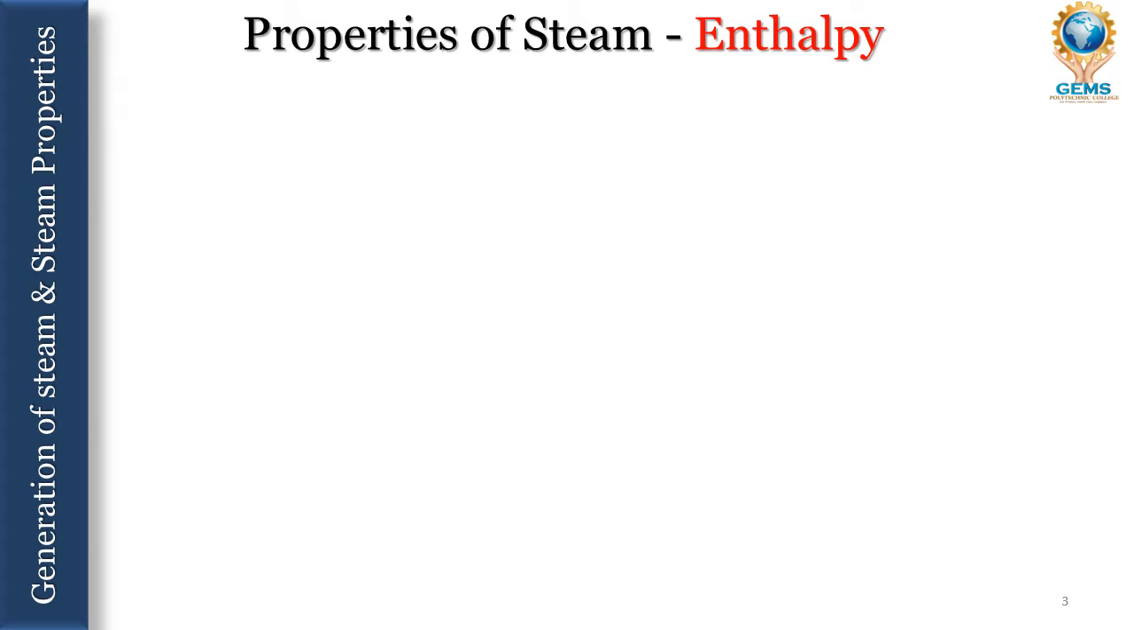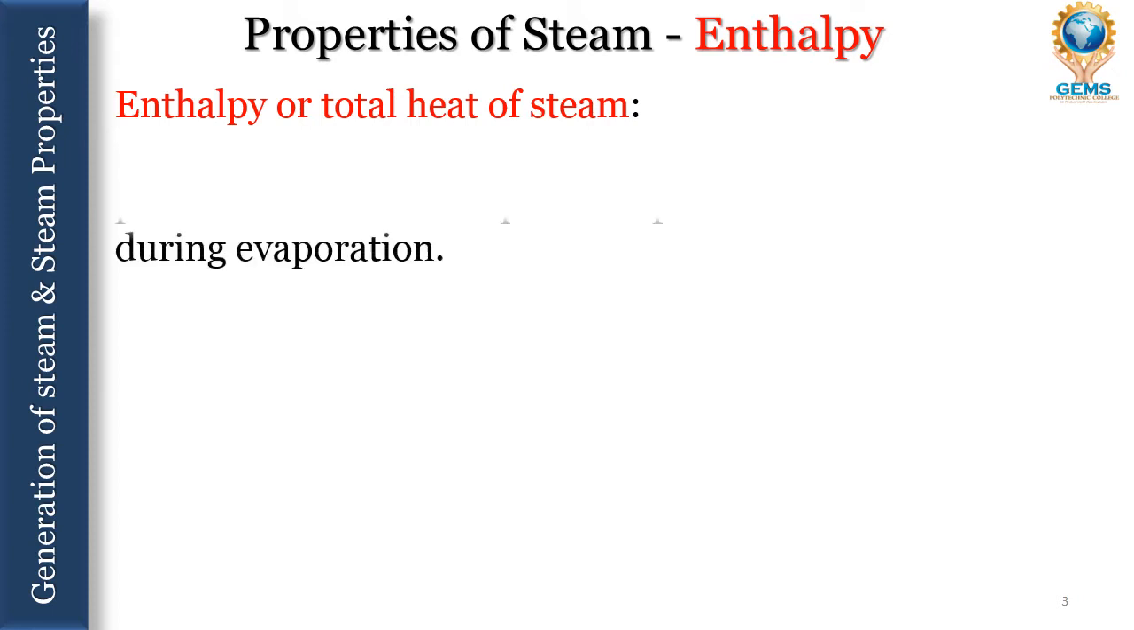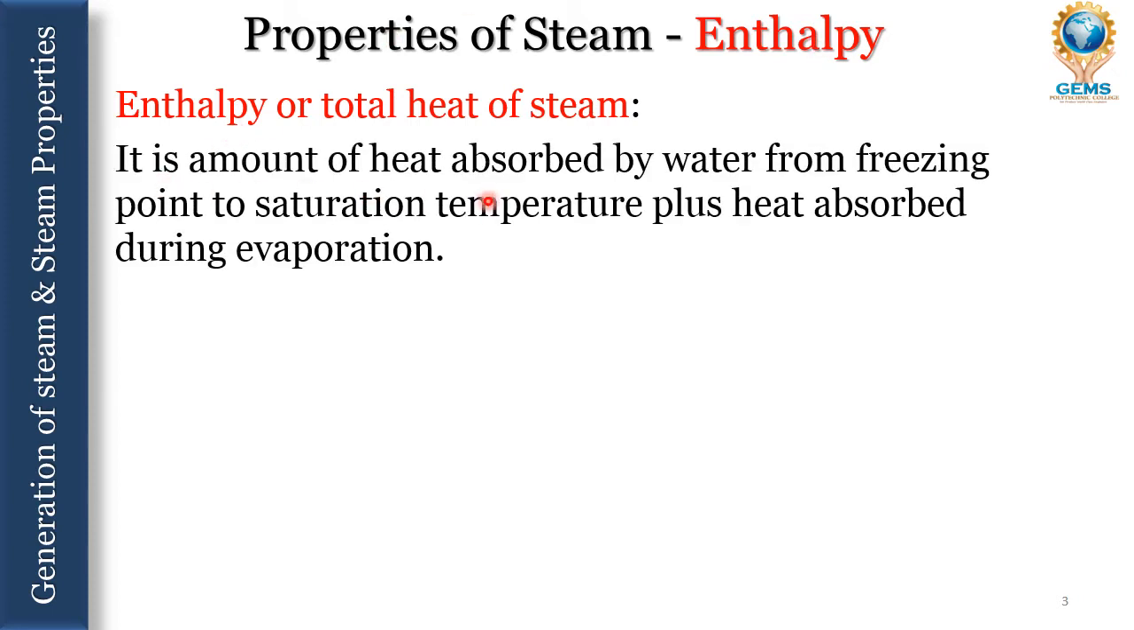Now let's see the properties of steam. The first property is enthalpy. Enthalpy is the total heat of steam. It is the amount of heat absorbed by water from freezing point to saturation temperature, plus the heat absorbed during evaporation. So it is the total heat absorbed by water from freezing point till evaporation.